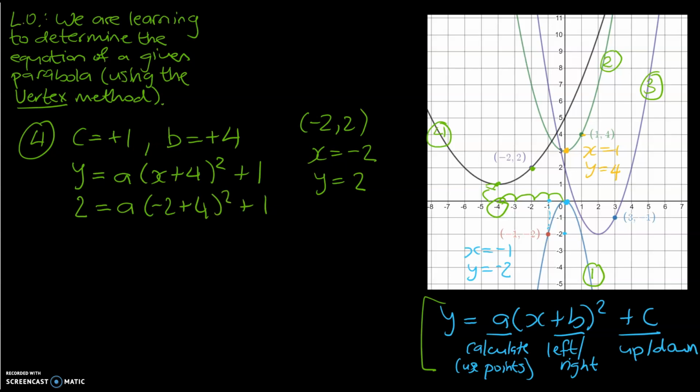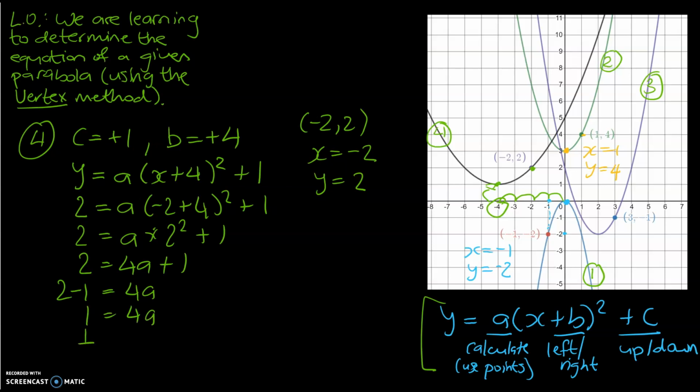We now need to do that maths in the bracket. So negative 2 plus 4, that's going to become positive 2 times positive 2 squared plus 1. Positive 2 squared is 4, so that's going to become 4a. So 2 is equal to 4a plus 1. We're going to get rid of that plus 1 to make it minus on the other side. So that becomes 1 is equal to 4a. And we're going to divide the other side by 4. So that means 1 divided by 4 is equal to a. So we've actually got a fraction of 1/4. And that makes sense given how flat or how wide that graph is.